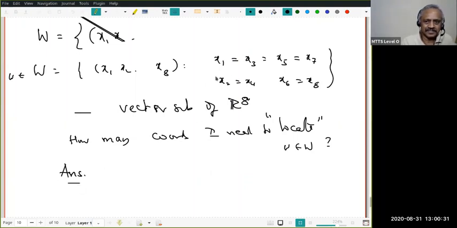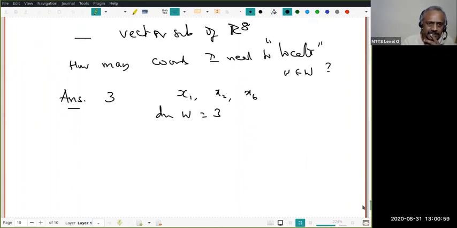Yes, because if I know x1, I know x3, x5, x7. Therefore, I need one coordinate to find all odd coordinates. When it comes to this, if I know x2, then I know what x4 is. If I know x6, I know what x8 is. Therefore, how many coordinates do I need? I need to know only 3 coordinates: x1, x2, and x6. That's it. Therefore, I expect the dimension of W to be equal to 3. Do you understand this? Yes.